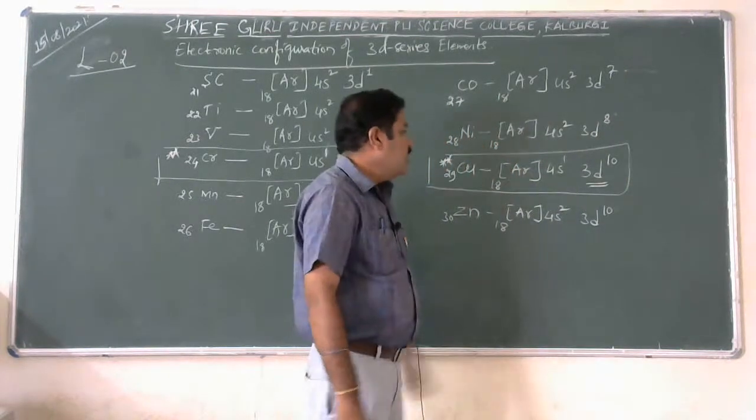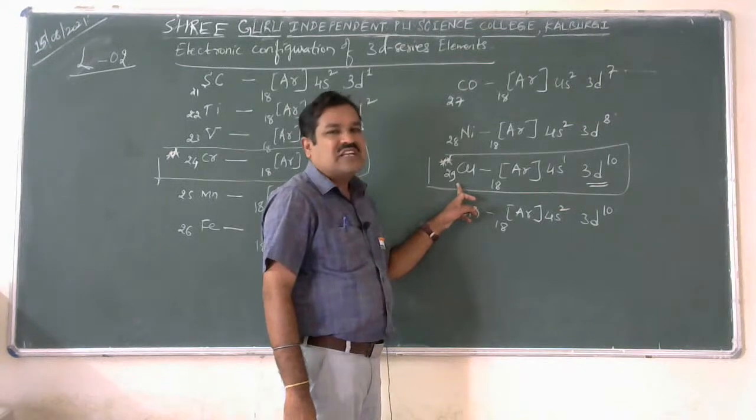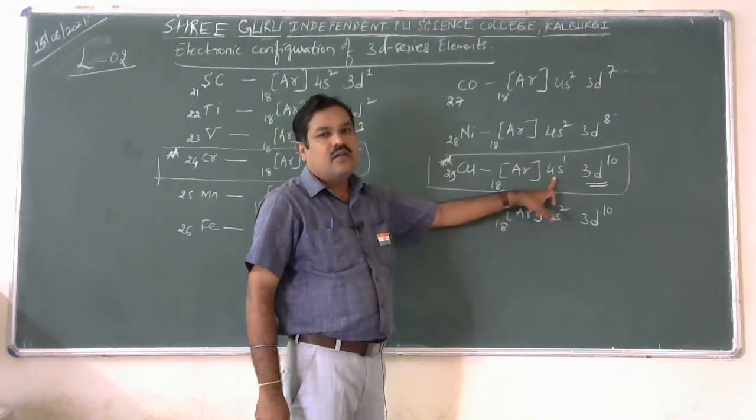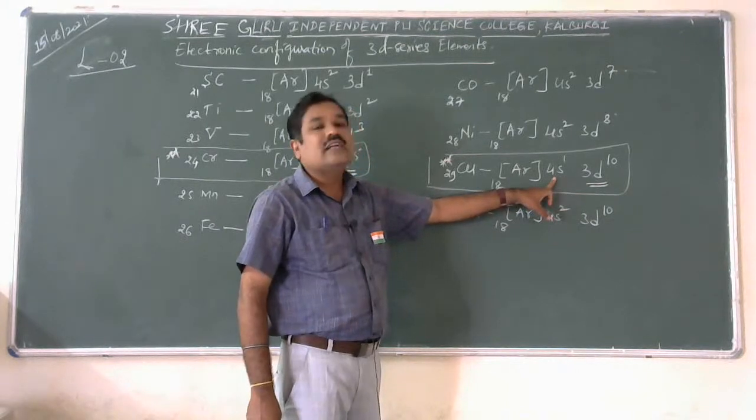Next year, if they ask you, the electronic configuration of copper should be Ar 4s2 3d9, but it is Ar 4s1 3d10, give reason.